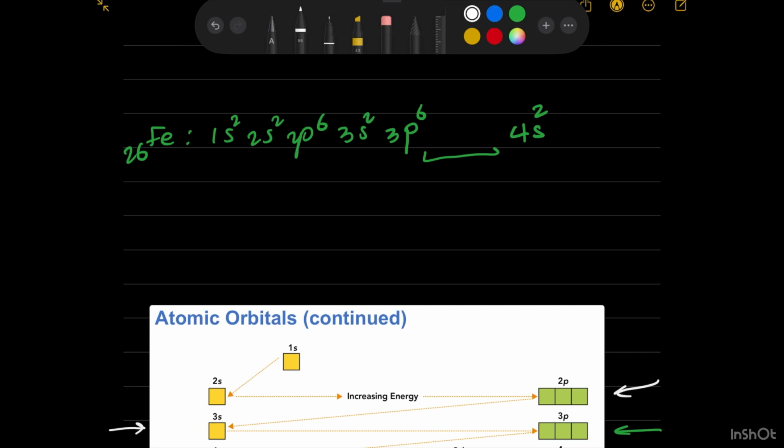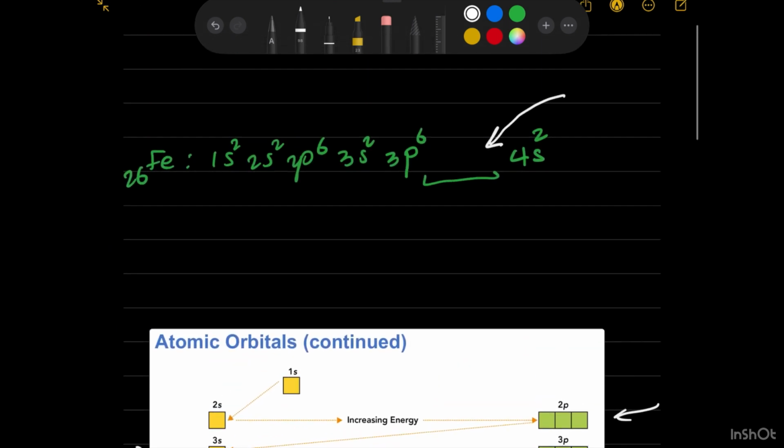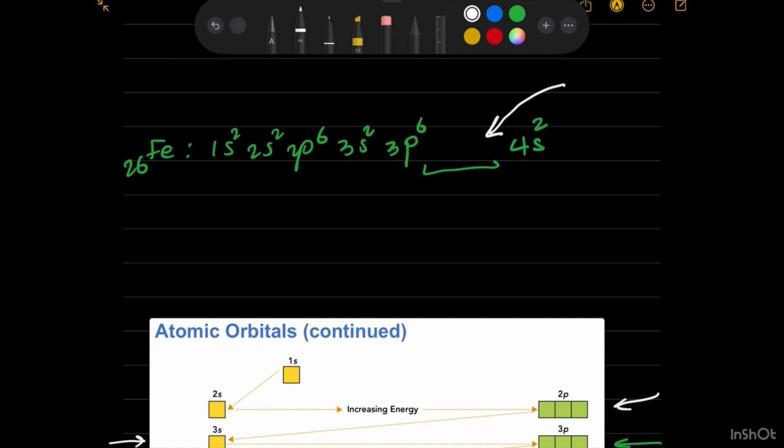Why did we leave a gap here? Because we have to put the 3d, and you can see that the 3p here is filled, and after the 4s we have 3d to be filled. So we have to put 3d here. But how many electrons should I put in the 3d area? You have to find the number that makes it 26. Since here you have 10 electrons, here you have 8 electrons, and here you have 2, the overall is 20. Since we need 6 more electrons, this is 3d6.